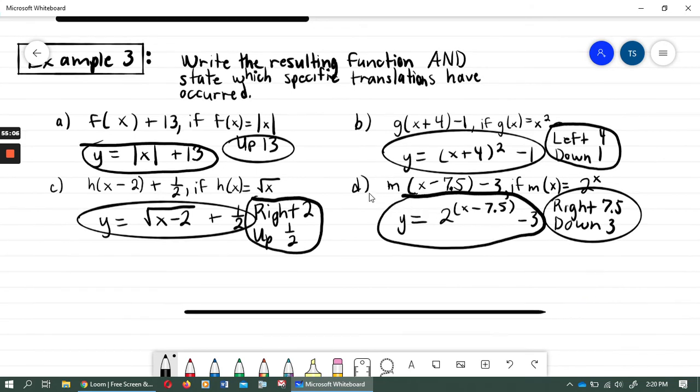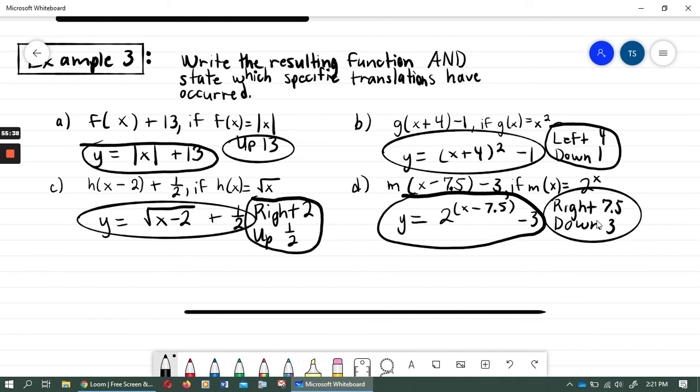And then, guys, this last example that we showed here is with the parent function m of x, which was that exponential parent function with the base of 2. And so if we were subtracting 7.5 on the inside and also subtracting 3 on the outside, then that would be us moving right 7.5 units and down 3 units.